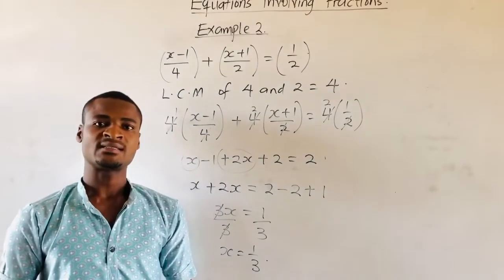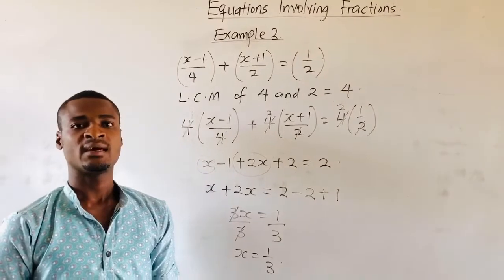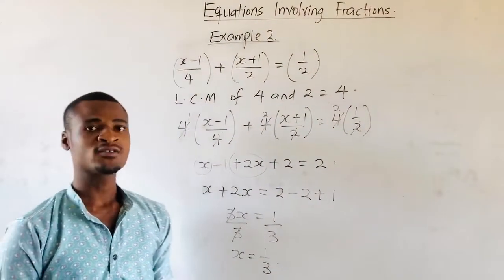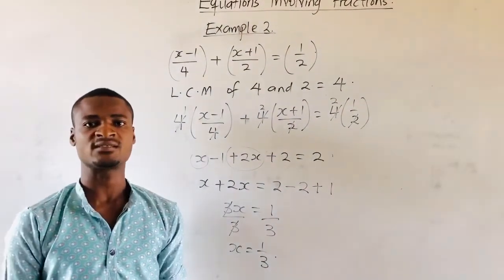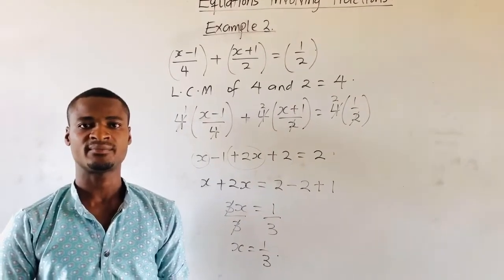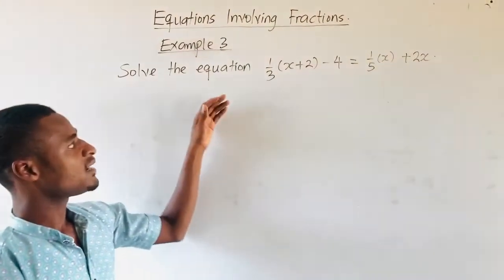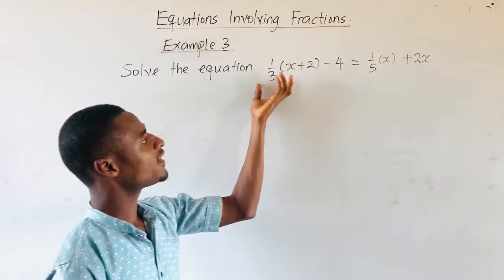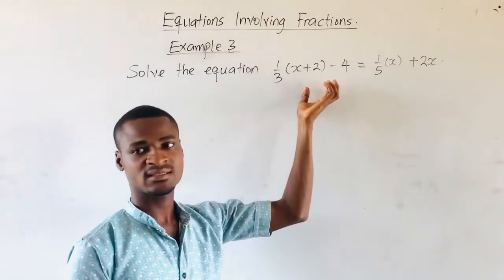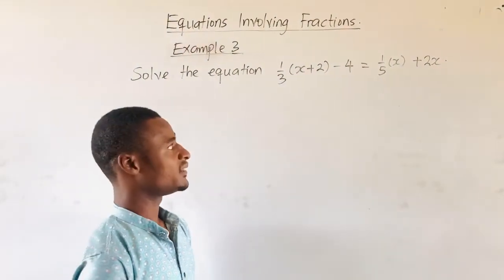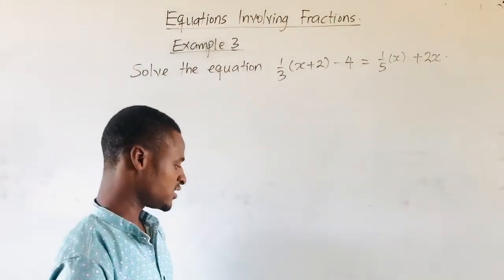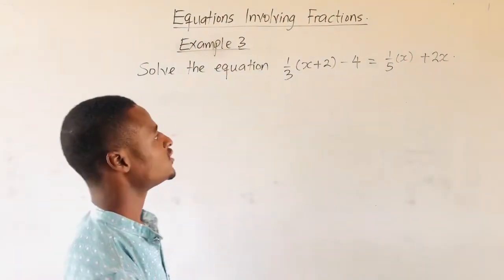In our next example, we will take an equation that involves both brackets and fractions at the same time. In this example, we have both fractions and brackets at the same time, and they are on both sides of the equation. Let's check out the solution.